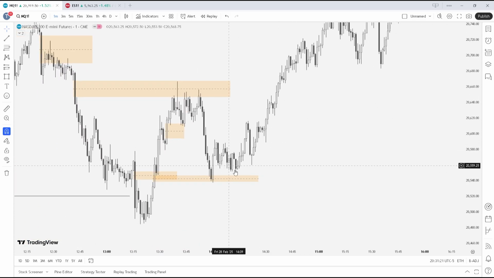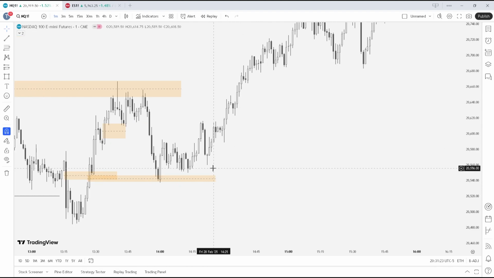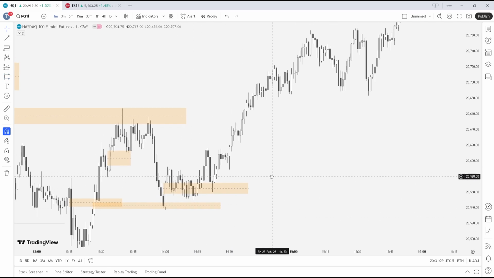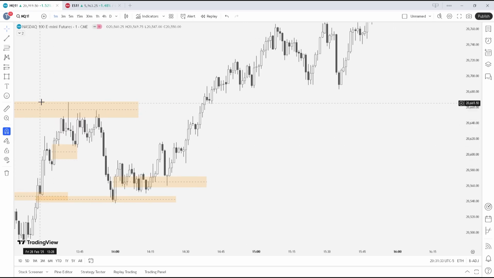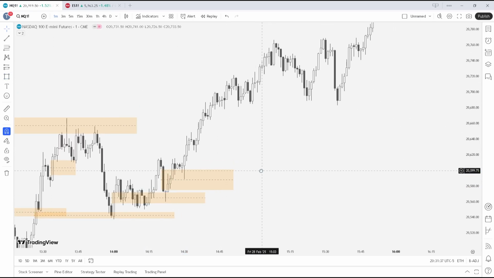So we have these BISIs being respected. We have something like this one that is not as clean, but we have this BISI, right? We chop around into it and then we go up. We have this SIBI right here being disrespected, right? We have this BISI right here being respected.